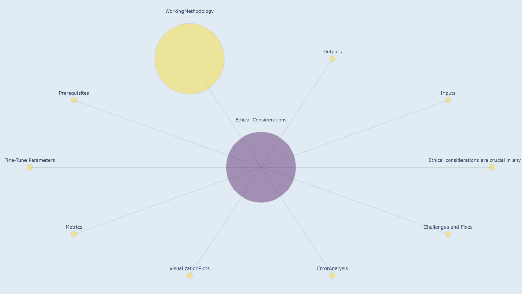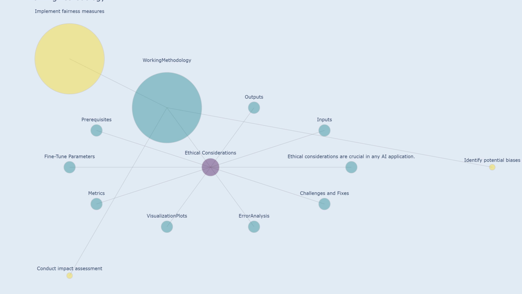Fine-tune parameters. Fairness metrics. Fairness metrics are used to evaluate the fairness of AI systems. These metrics measure the extent to which AI systems treat individuals equitably, regardless of their protected characteristics. Fairness metrics can be used to identify and quantify biases in AI systems and guide bias mitigation efforts.